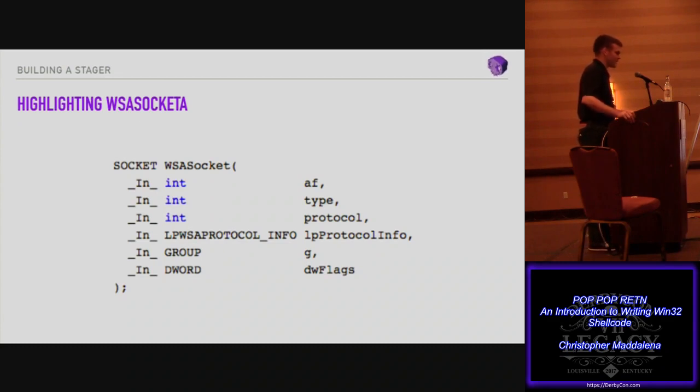And then we're going to go into address family, and that's the very first parameter. We're going to do address family 2, because that's address family INET, or internet address, IP version 4.